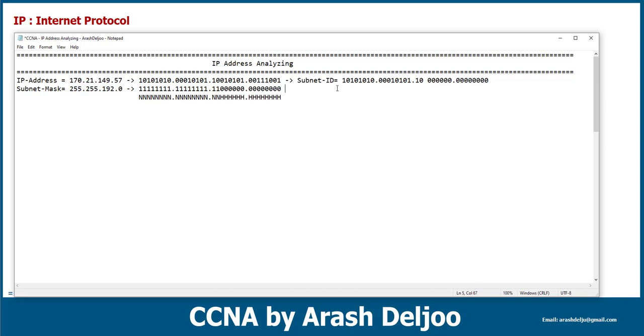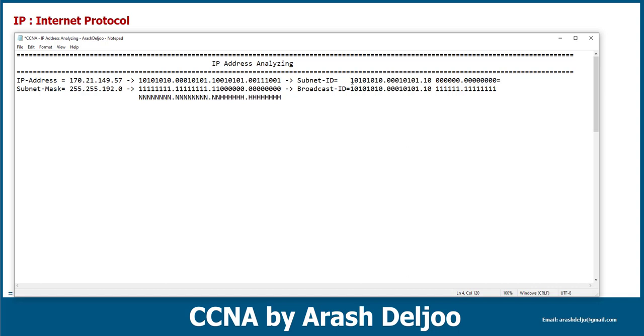And for broadcast ID or broadcast address, both of them are the same. We can use 1 instead of the host bits. Let me copy the network address again. This is the network address. I'm going to find the broadcast ID or broadcast address. We need to use 1 instead of the host bits. That's it. Now we can calculate these two values.